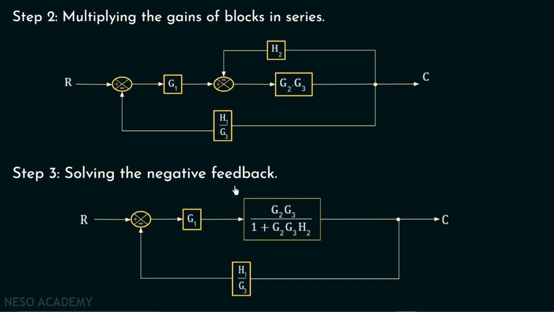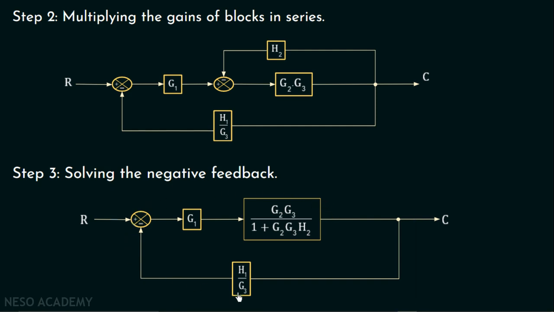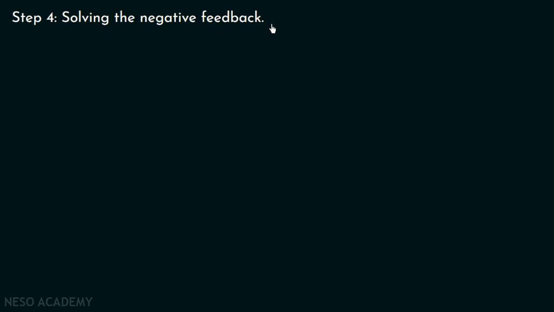And after that, if we observe this complete closed loop system, it is a negative feedback system. So we can solve this negative feedback system in order to calculate the overall transfer function. So our last step will be solving of this negative feedback system, in which the forward path gain will be G1 G2 G3 over 1 plus G2 G3 H2, and the feedback path gain is H1 over G3. So moving on to step number 4, which is solving the negative feedback. And if we solve the negative feedback, we can replace the complete system with a single block.